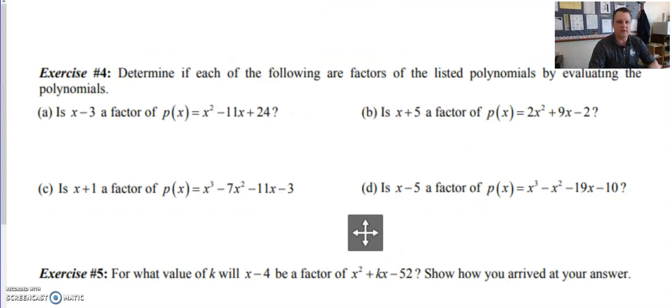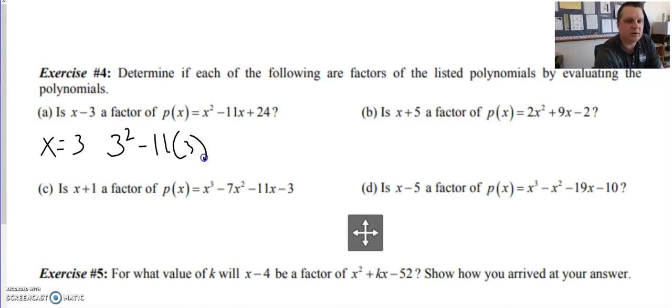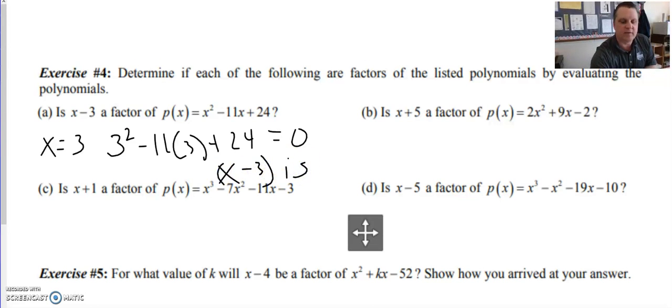So when you look at these in exercise 4, determine if each of the following are factors of the listed polynomials by evaluating the polynomial. So I have x minus 3. Is that a factor? So that means that x will equal 3. So I'll have 3 squared minus 11 times 3 plus 24. All right? These are all things you put right in the calculator. That's it. So if this equals 0, and in this case it does, that means that x minus 3 is a factor. Okay, it is a factor.